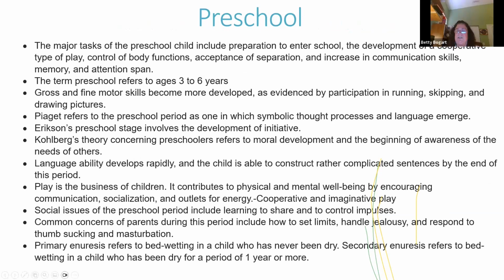Preschoolers are ages 3 to 6, and their gross and fine motor skills are getting more and more developed and less clumsy and awkward. They can run, they can skip, they can draw pictures, they can stay in the lines as they get older. And again, they're starting to think a lot more, and their language, they're able to express themselves. As I said with Erikson, it talks about initiative.